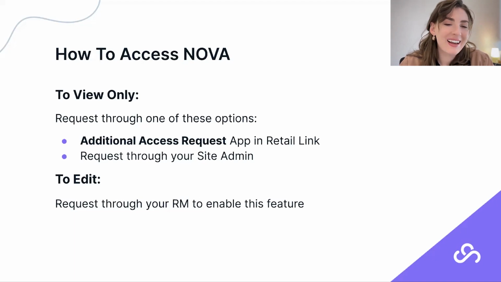And then to edit, so that is to specifically do some of the applications in Nova, not just viewing them, but actually making new POs, maintenance, editing, canceling, that's something you would request through your RM to enable that feature. If you don't have a working relationship with your RM, you may not be the right person. I would talk internally to see who is the right person to have edit access to Nova, and then determine that and reach out to your replenishment manager.